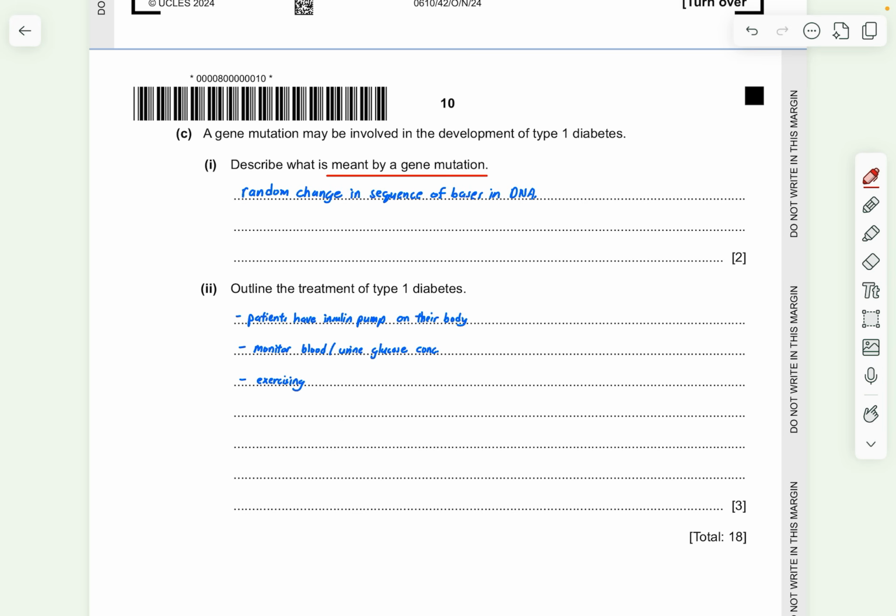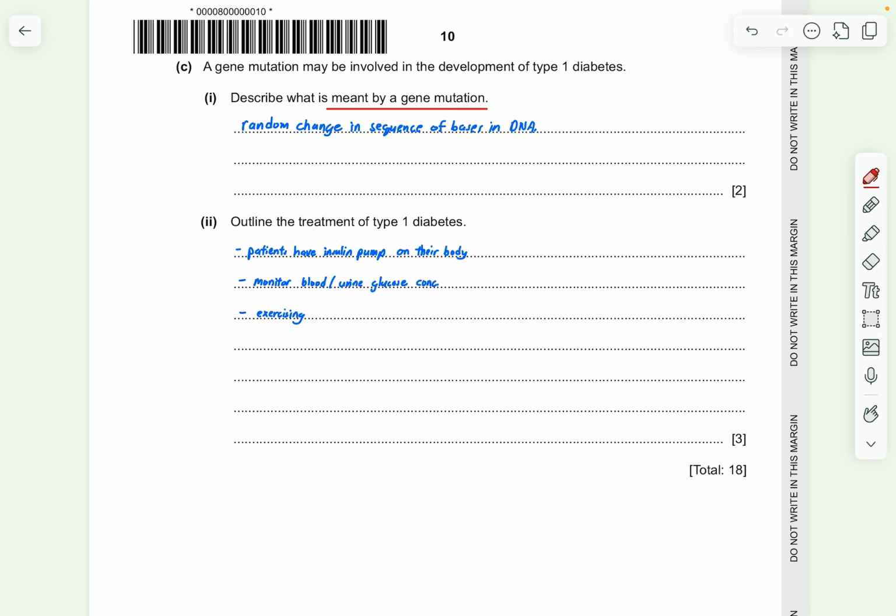2 marks. Okay, part 2. Outline the treatment of type 1 diabetes. So you should have learned in your syllabus there are actually multiple ways to treat type 1 diabetes. So I can give you some. One of my answers is a patient will have an insulin pump. Because an insulin pump has to be stuck on the person's body so that insulin will be injected into the bloodstream. And this also helps to monitor blood glucose concentration.